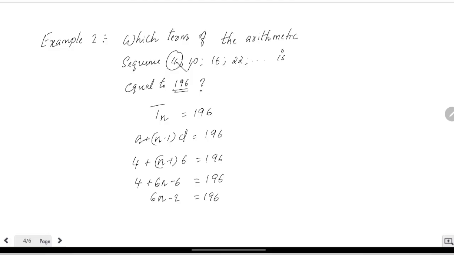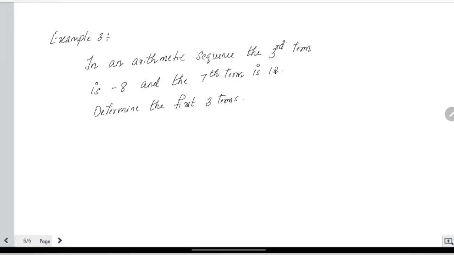You know how to do it from here. That is 6n is equal to 196 plus 2, isn't it? That is 6n is equal to 198. Therefore, n is equal to, divide both sides by 6, 198 divided by 6. So what is the answer? Answer is going to be 33. Isn't it? Which term is that? 33, that is T33 is equal to 196. We got it. Example 3.